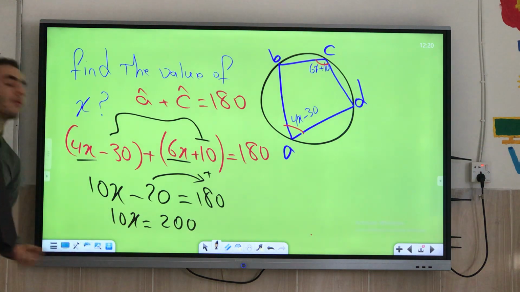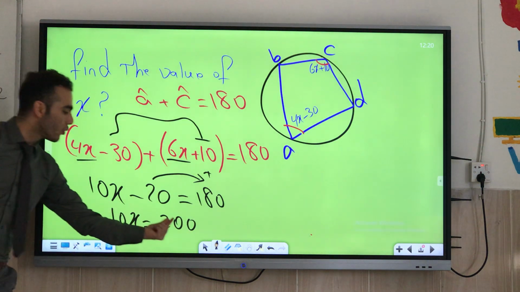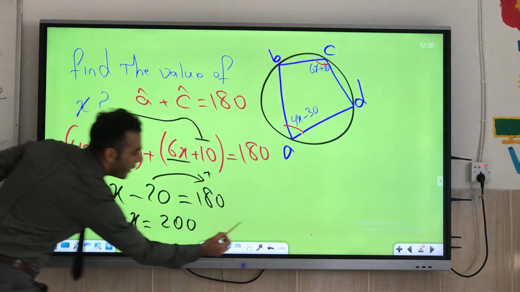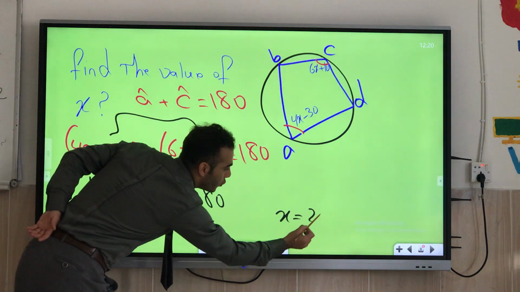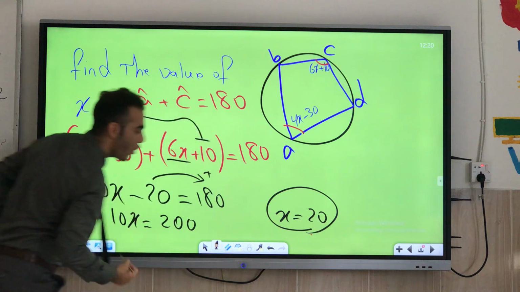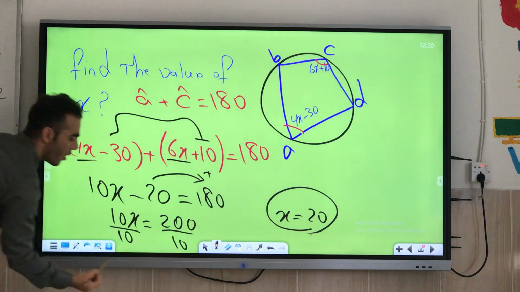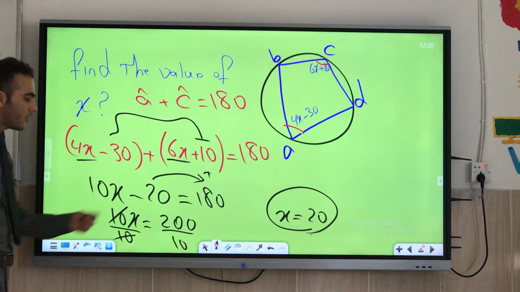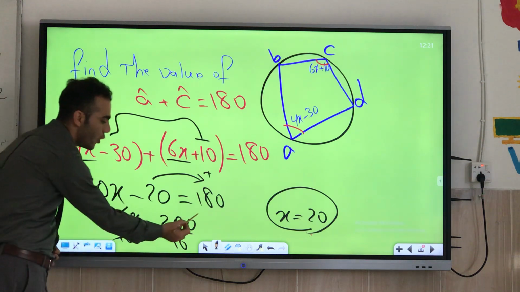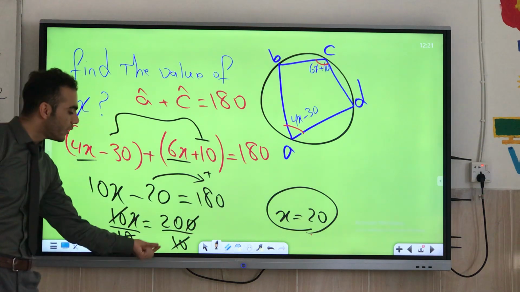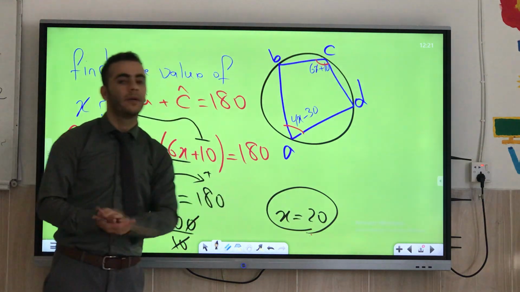Now 10 multiplied by what is equal to 200? x equals 20. Or you can simply divide both sides by 10 to isolate x, and x equals 200 divided by 10, the 0s cancel, 20 divided by 1, 20.